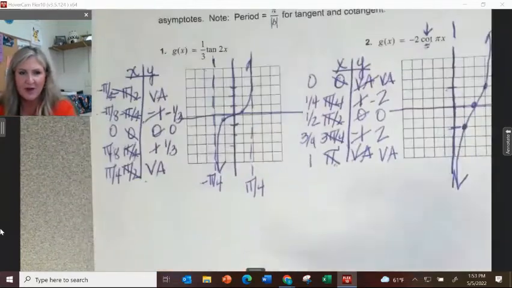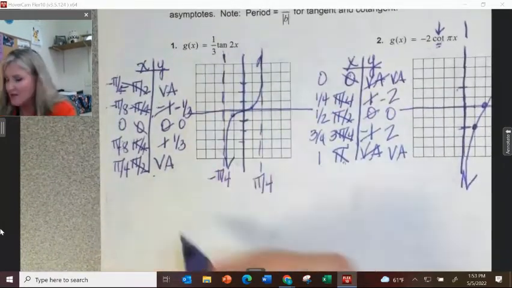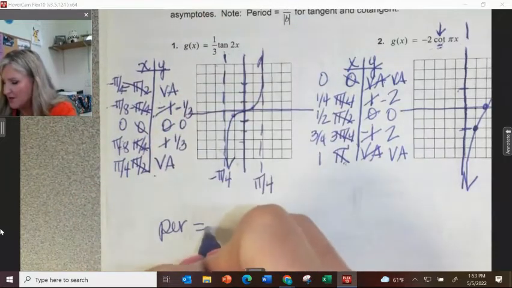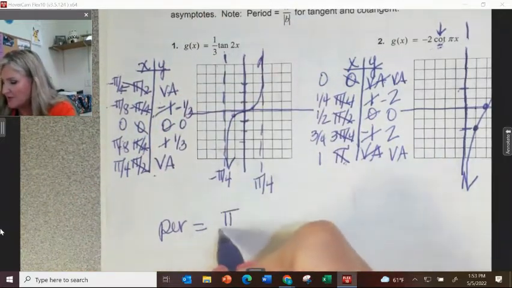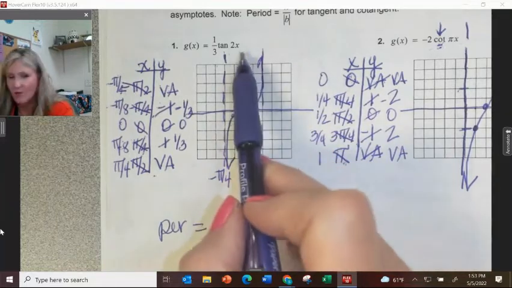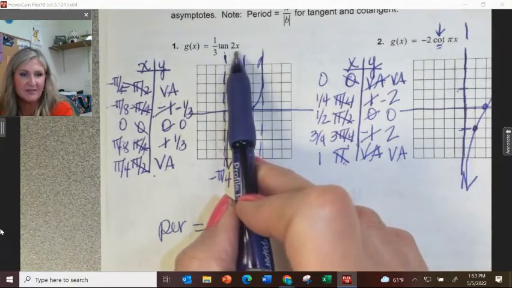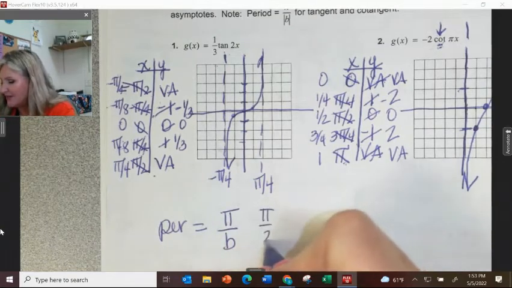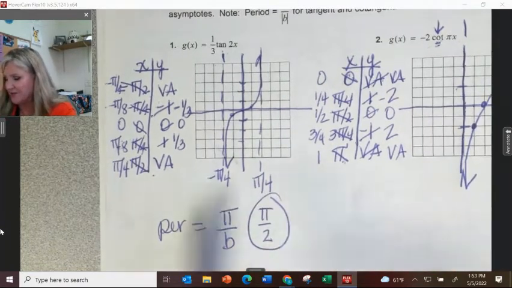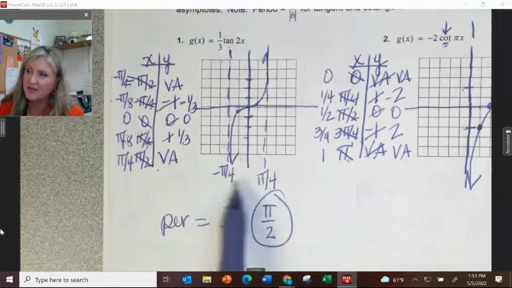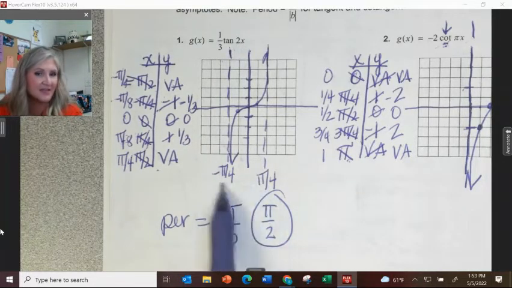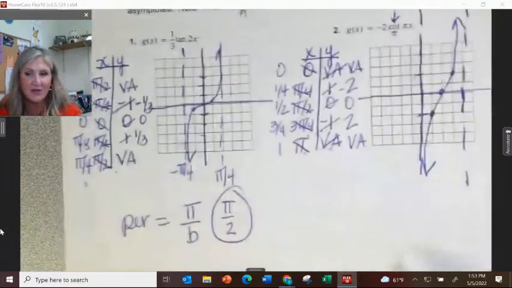Actually, before I do this problem, let me go back here real quick. I want you to see how we can check this chart quickly too. The period is supposed to always be pi divided by b. What's the b value in this case? 2. So if I do pi divided by 2, that's what the period should be. Is the distance from here to here 1/2 of a pi? Yes, it is. And that is as well.